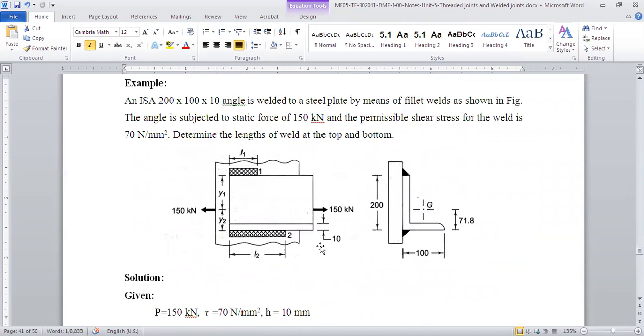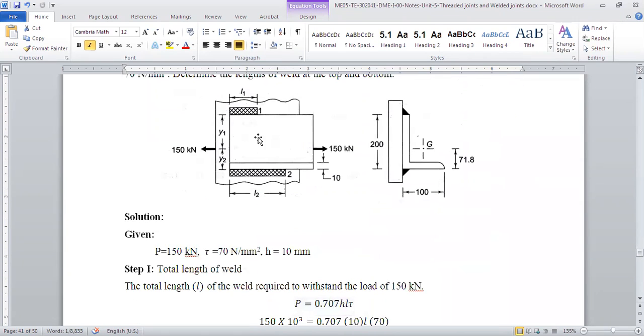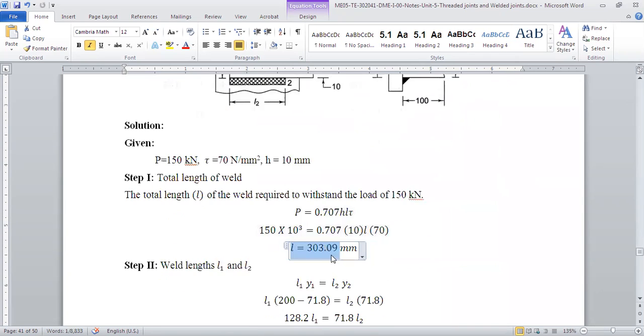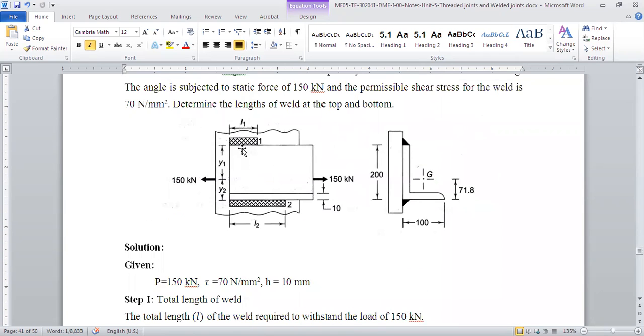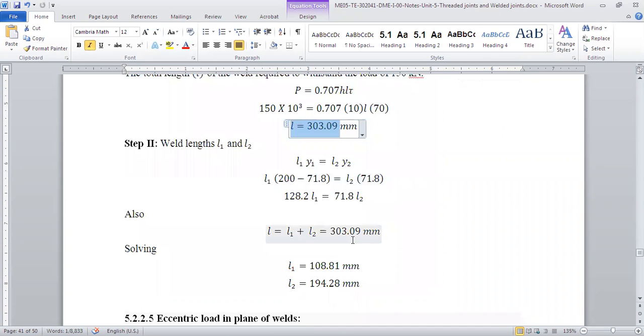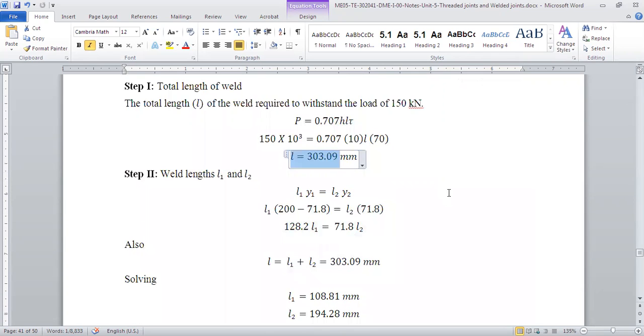Got it? Using this relation and using L is equal to L1 plus L2, we can calculate the different lengths. So we got L1 is equal to 108 and L2 is 194. The total length will be 303, so that the total length will be able to take the total load and also the moments will be balanced. Clear? With this example, the concept gets pretty much cleared.